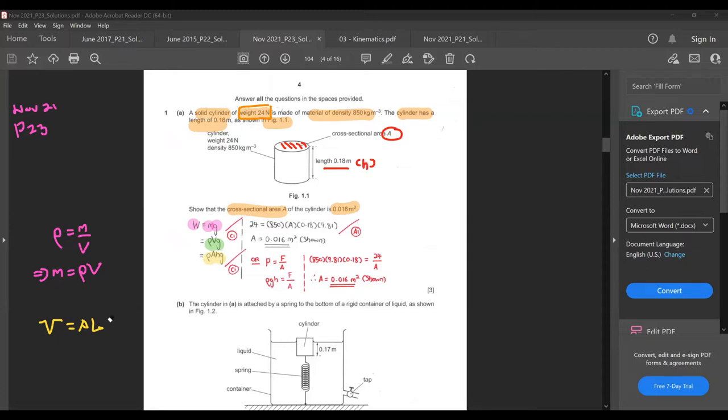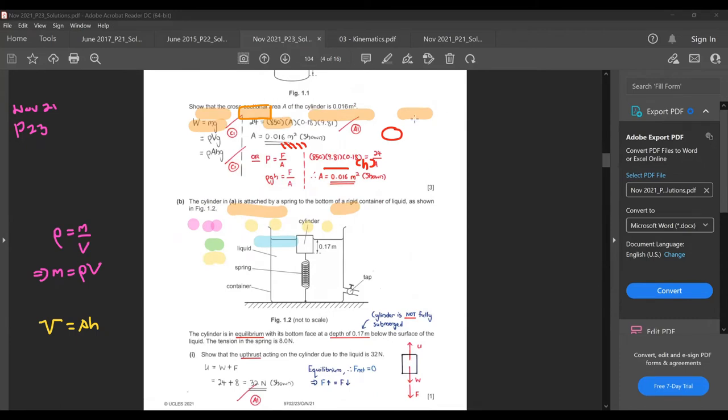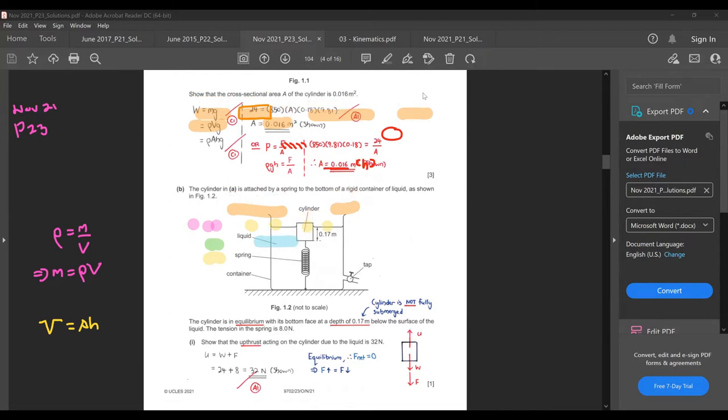So you're going to get that the answer equals AH. You have all these values already: the weight, the density, the length, as well as the gravitational acceleration. From here, you can easily find out what your area is. This one is pretty straightforward. Now part B is the one that starts to deal with forces, specifically equilibrium, upthrust, and spring force. So this one is a bit more challenging.